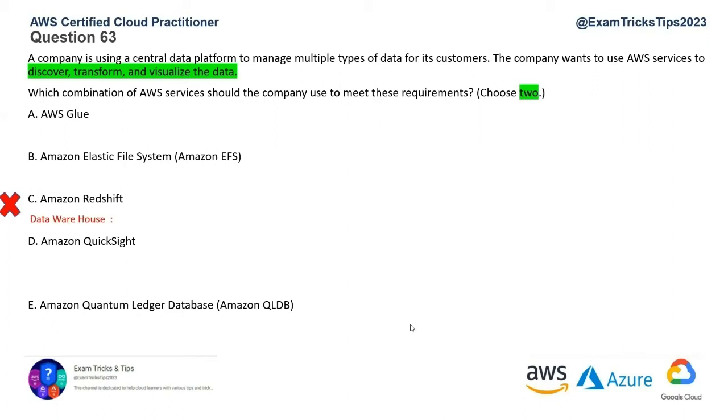Let's look at the others. Another one, which is a data source for me, Amazon Elastic File System. Again, it's a file storage. It's not used for ETL or visualization. So it's incorrect, for almost a similar set of reasons why we eliminated option C. So B and C are incorrect.